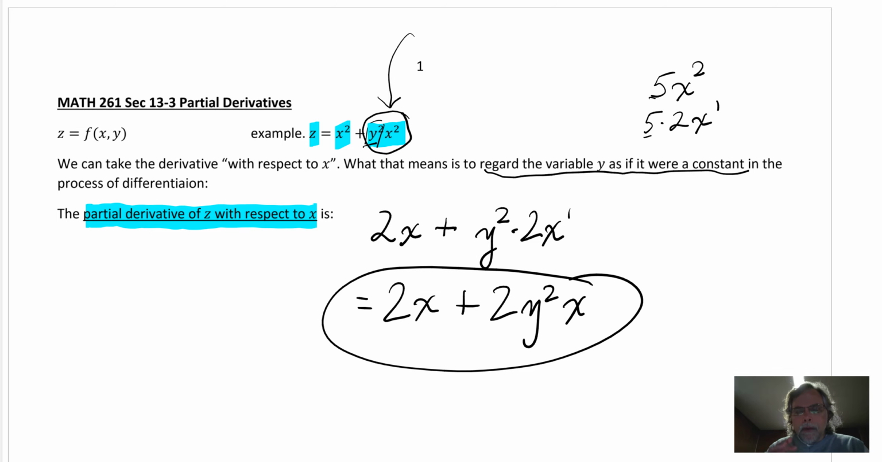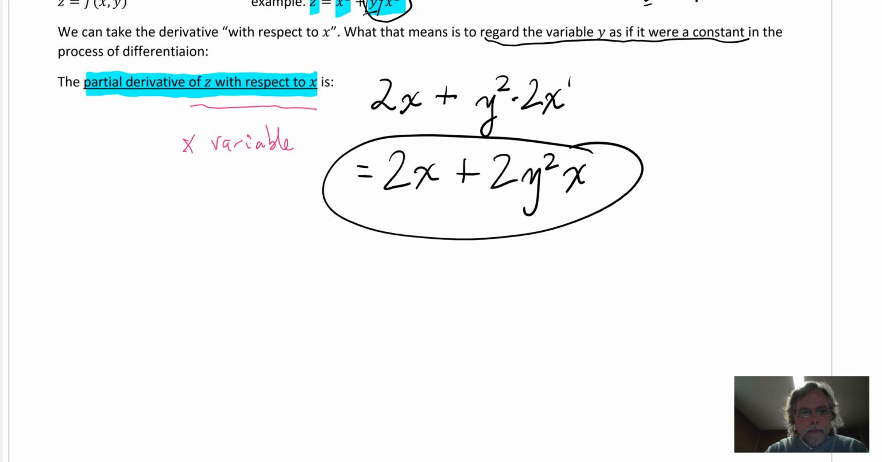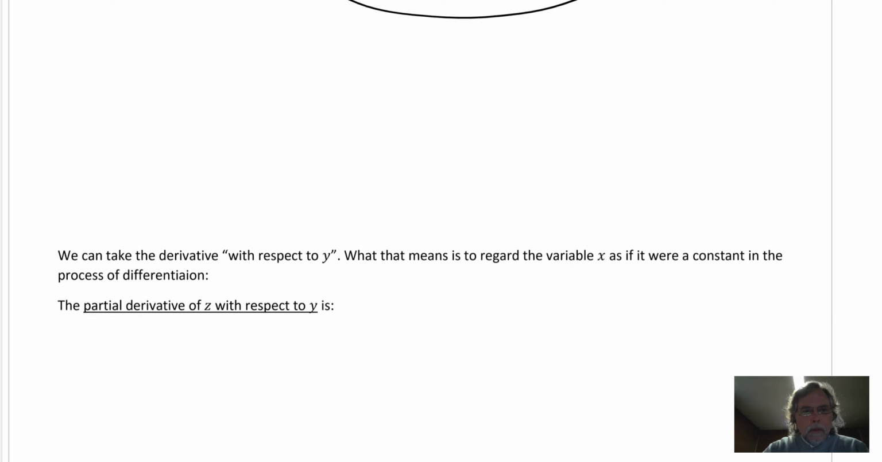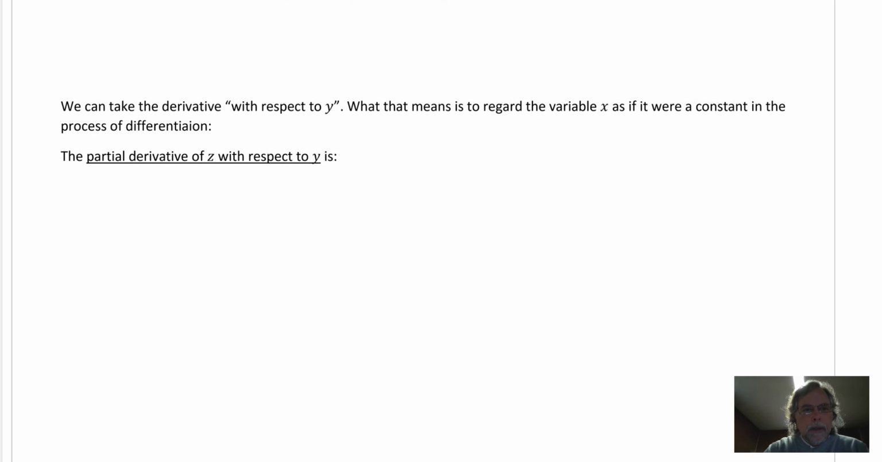Okay, now we have a function of two variables, and that means we're going to have two partial derivatives. One is with respect to x. That's what we just did here, where x is the variable, and y is regarded as a constant. We can interchange those roles. And when we do so, that's what we call the derivative with respect to y. That means the variable x is regarded as if it were a constant.